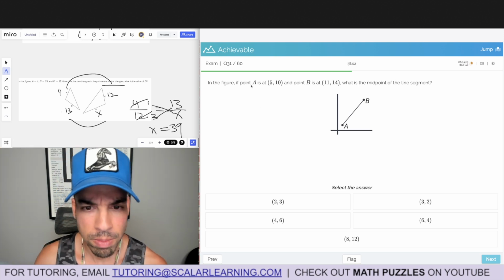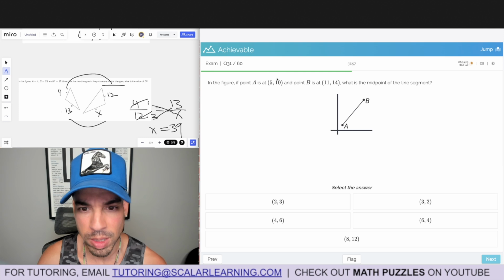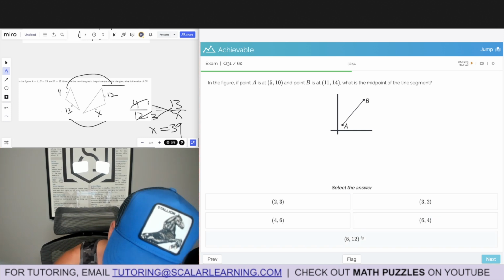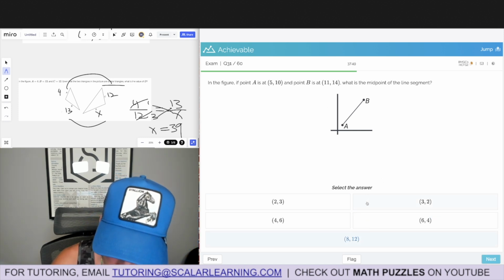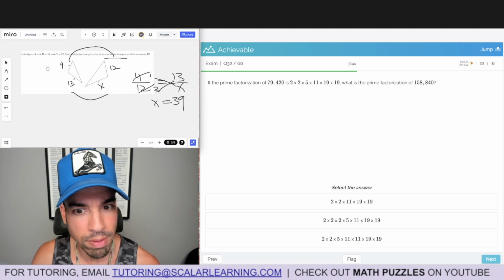In the figure, if point A is at 5, 10, and B is at 11, 14, what is the midpoint of the segment? I'm going to do this mentally. Midpoint, you add the x values and divide by 2, add the y values, divide by 2. So 5 plus 11 is 16, divided by 2 is 8. We have 10 plus 14 is 24, divided by 2 is 12. Boom, done.